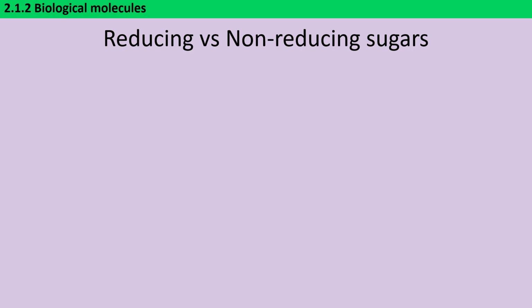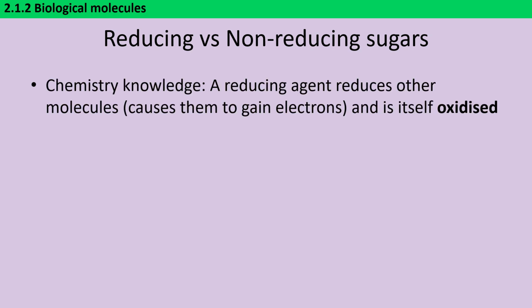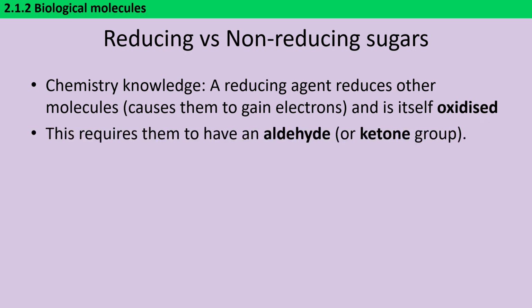So when we talk about reduction, this is a term from chemistry which means gaining electrons. So a reducing agent, like a reducing sugar, is something that causes other molecules to gain electrons and be reduced. And meanwhile, the sugar is itself oxidized, so it loses electrons. Now, in real terms, what this means is that our sugar needs to have an aldehyde group, or a ketone group if we're talking about a very strong oxidizing agent.